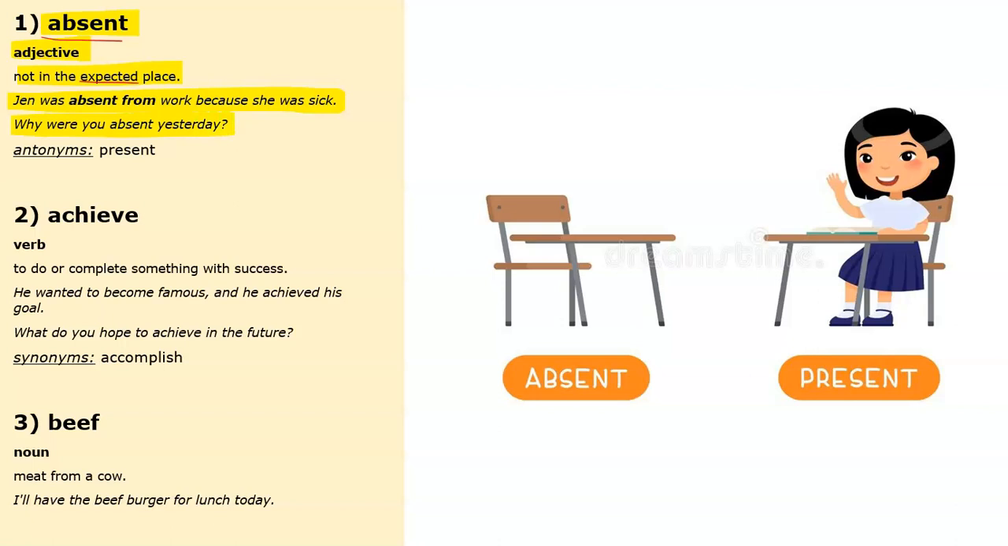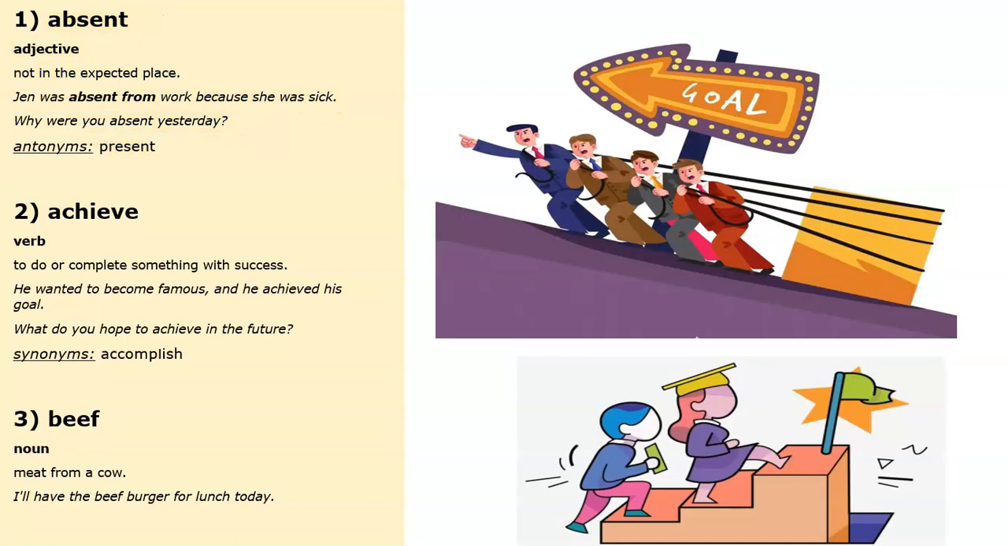And of course, the antonym of absent is present. Present means that you are there, and absent means that you are not there. So when you are not in school, you can say that you are absent from school. And when you are in school, you are present from school. Have you ever been absent from school? And what was your reason? Why were you absent?